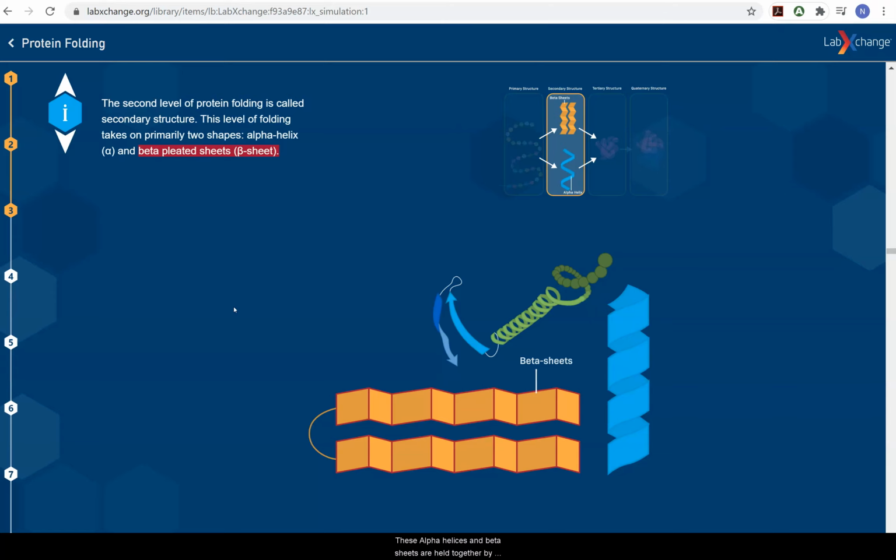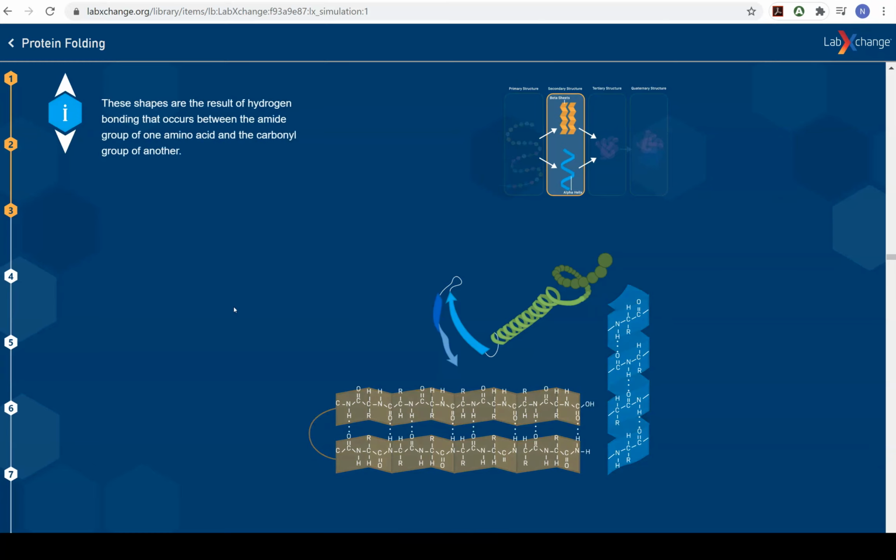These alpha helices and beta sheets are held together by hydrogen bonds between the water molecules. And we can see that here. So within this beta sheet, you can see the little dotted lines connecting the upper beta sheet to the lower one, where there are hydrogen bonds holding the two sheets together. The same thing is going to be true in the alpha helices. So these hydrogen bonds occur between the amide group of one amino acid and the carbonyl group of the other amino acid.